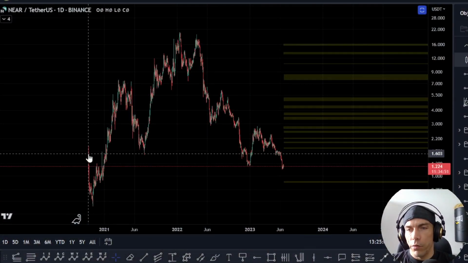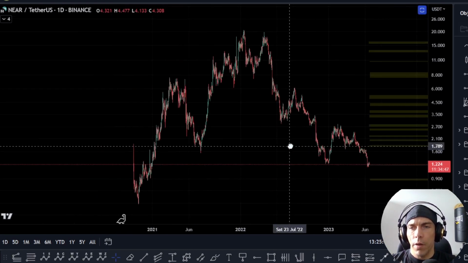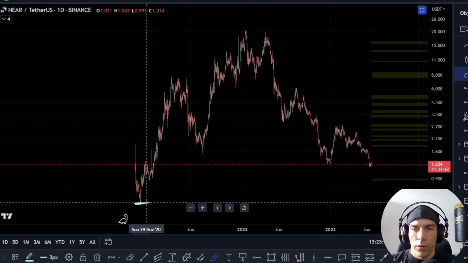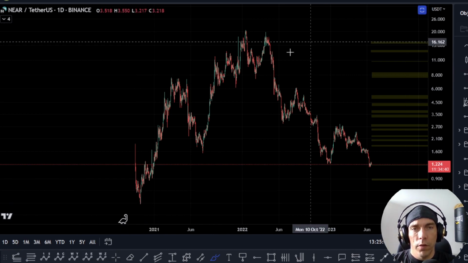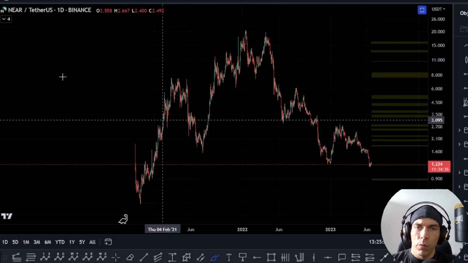Okay, so we have price history here from October 2020, and because we don't have all of the data here, we need to be aware that even though this is a low point within this chart, there is always the possibility that we could see price come back down here and look to take this. So that's what we need to be aware of.